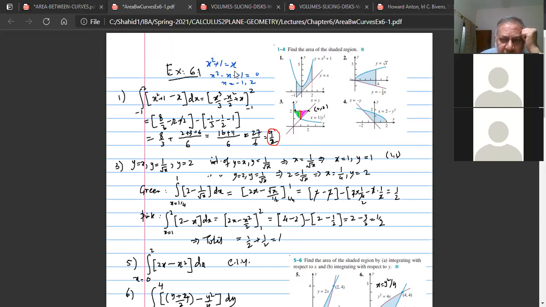Yes, we'll be considering those problems where the graph will not be given. As I haven't solved problem 2, I am only telling you that to solve this problem you have to integrate from 0 to 4, integration on x, square root x minus 1 by 4x. So you can do that yourself.